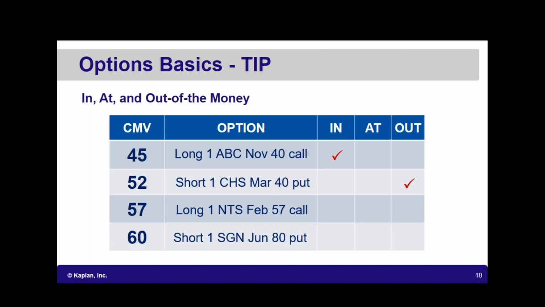Now, here's a gimme for you. The strike price is 57 and it's a call, but it turns out the current market value is 57. So this option is at the money. Last but not least, we are short 1 SGN June 80 put with a current market value of 60. Remember, puts are in the money when the current market value is below, and 60 is surely below 80. So this put is definitely in the money.